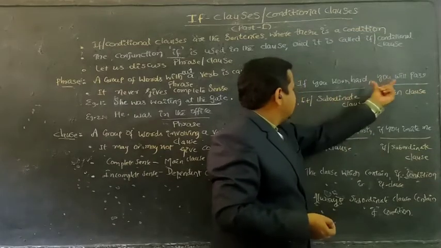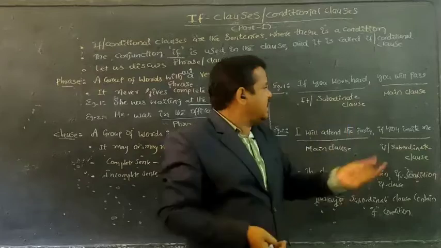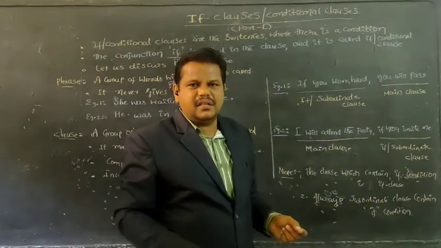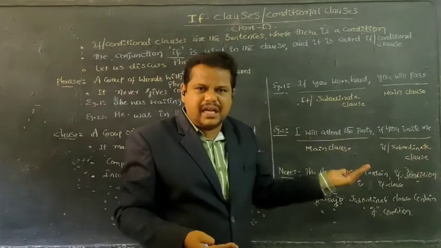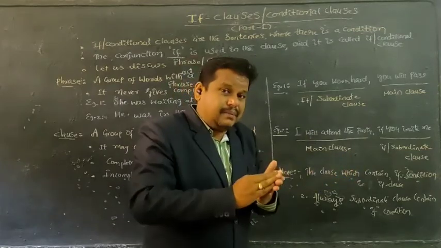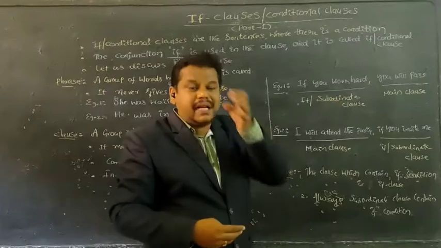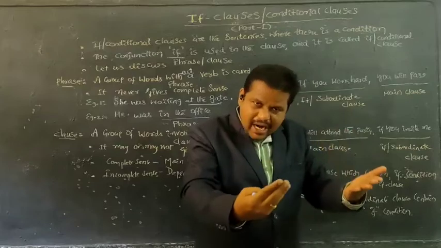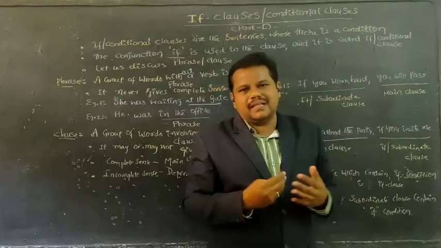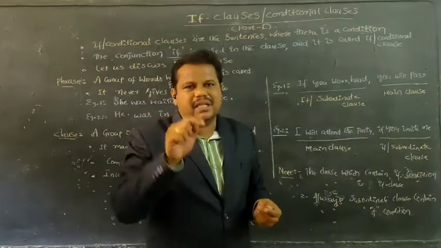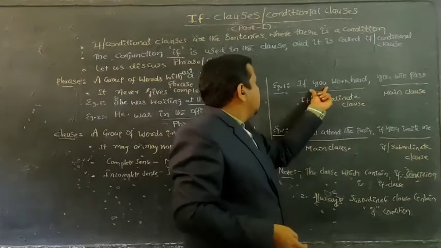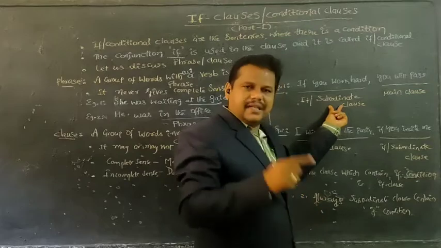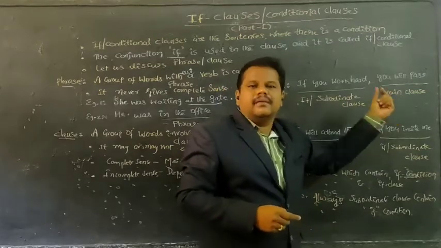In this sentence, see these two different parts. You will pass is a main class. Always the main class does not depend on the subordinate class, but the subordinate class depends on the main class to make a complete sense. It means if you work hard, then you are going to pass the examination. That is the meaning of the sentence. Always the if class is followed with if and the subordinate class is very important. The second part is called the main class.